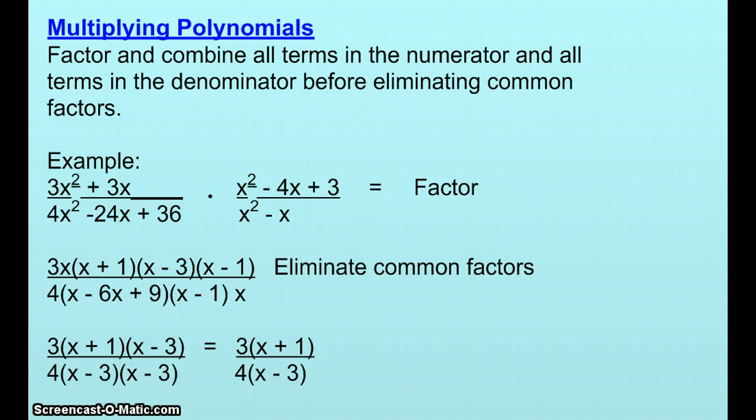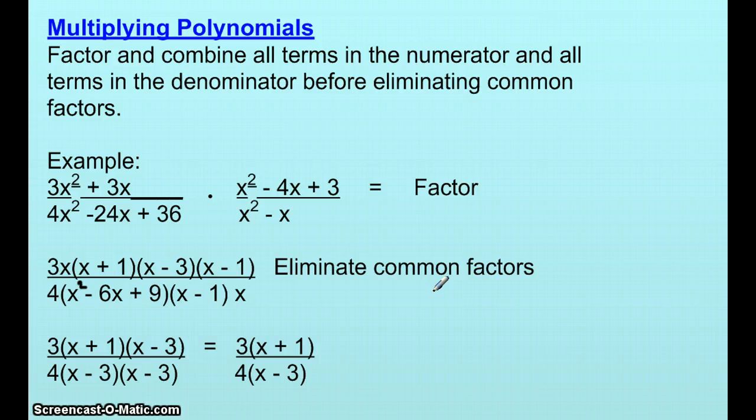After I factor them and combine the numerators, I end up with 3x times (x plus 1), that's from the first term's numerator, times (x minus 3) times (x minus 1), that's from the second term's numerator. And then in the denominator, I removed a common factor of 4 from that first term, so I get 4 times (x squared minus 6x plus 9). And that's multiplied by (x minus 1) times x. Okay? Then you can start eliminating the common factors.